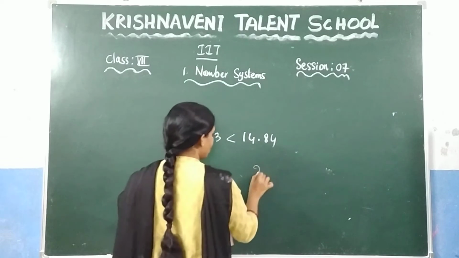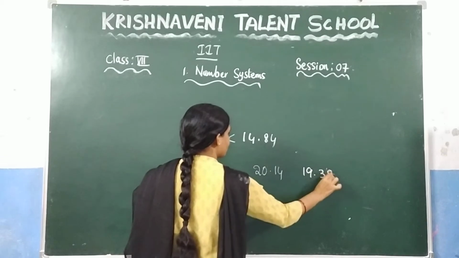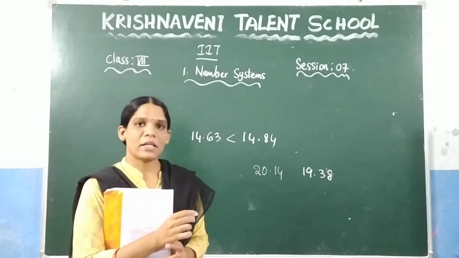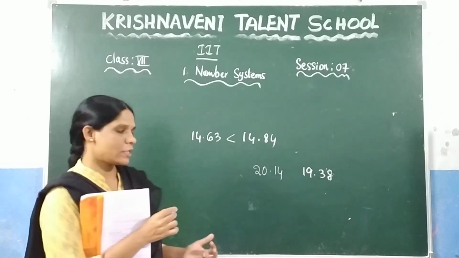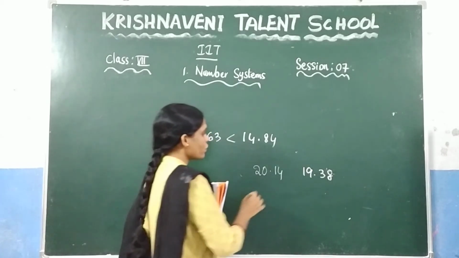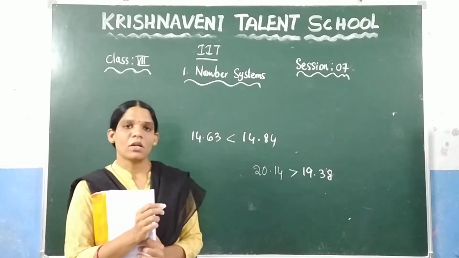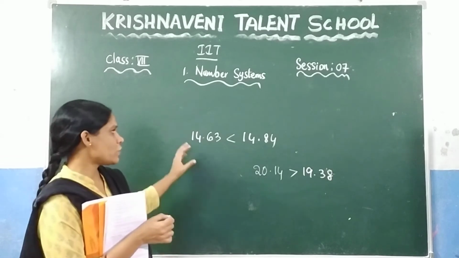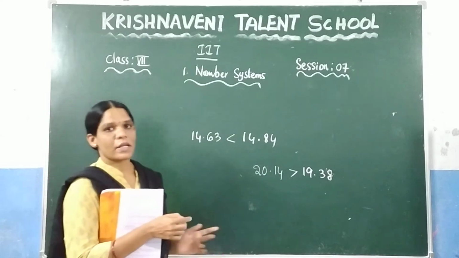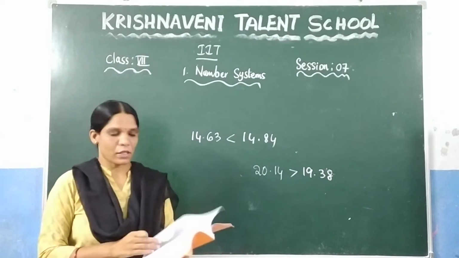Suppose you are given 20.04 and 19.38. If you want to compare these numbers, you need to check the left side of the decimal point. What number is there? Here 20 is there, here 19 is there. Clearly you know that 20 is the greater number. So we can say that 20.04 is greater than 19.38. So if you are given any decimal numbers, first you need to check the left side of the decimal point, and if both are equal then we go for the right side of the decimal point. Like this you need to compare two decimal numbers.